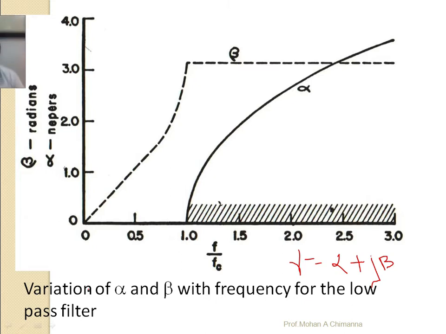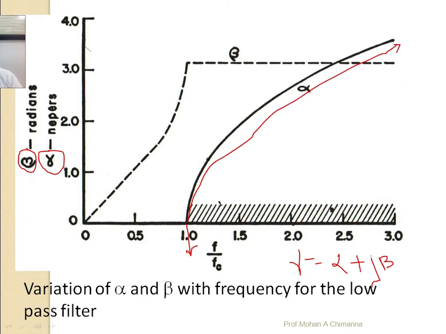So the variation of alpha and beta with frequency of the low pass filter shows that beta is measured in radians and alpha is measured in nepers. Once the frequency increases, f upon fc goes 0.5, 1, 1.5, with a difference of 0.5, up to 3. This is the cutoff frequency; f upon fc means the cutoff frequency. After the cutoff frequency, the attenuation still goes on increasing rapidly.